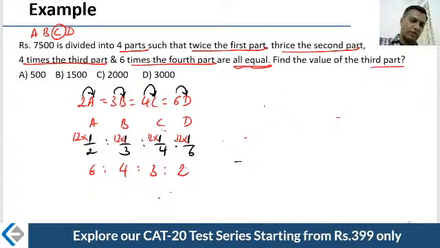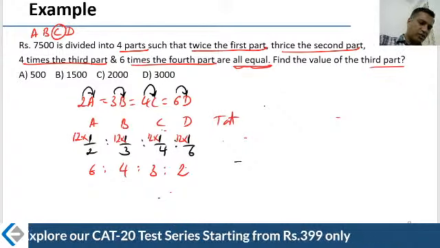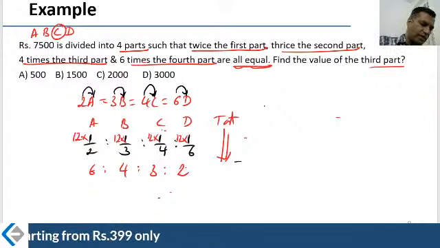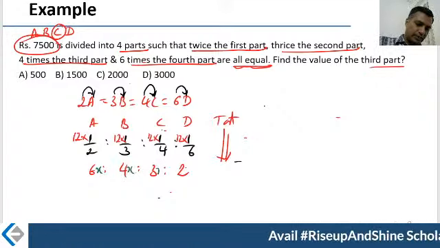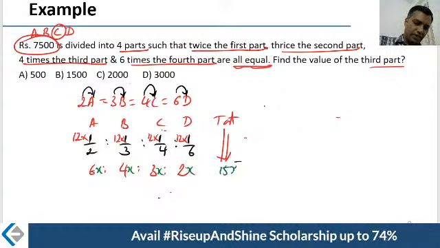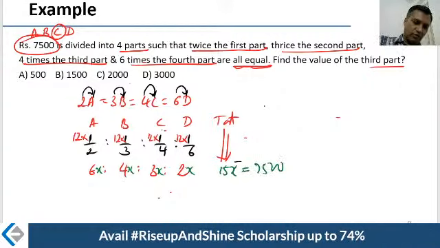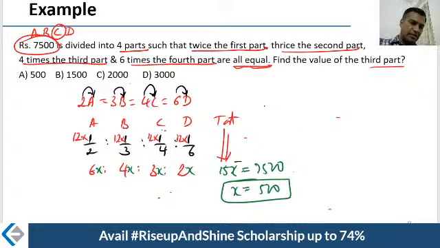Great. Find the value of the third part. I always consider one total, put the total in perspective, because what is given to me is the total sum that is divided. That is 6x, 4x, 3x and 2x, which is 15x, corresponding to 7,500. Therefore, what is x? x is nothing but 500.